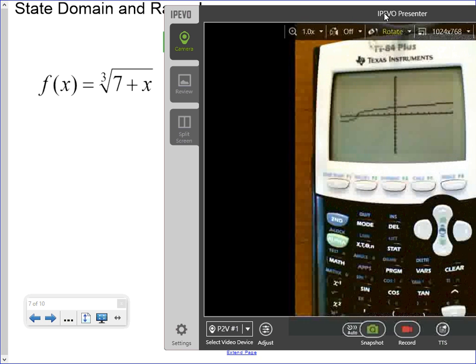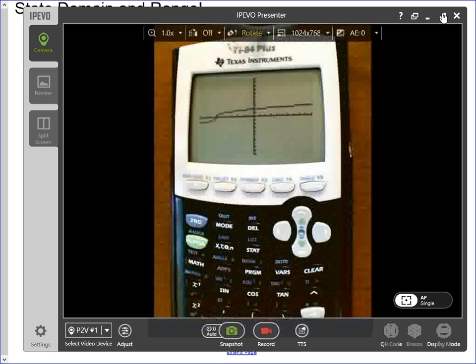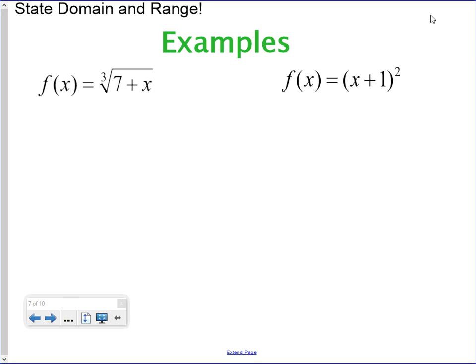What I would like you guys to do right now in your notebooks is go ahead and replace f of x with y. Then switch x and y and try to solve for y. So you can talk amongst your groups if you need to. See if you can find the inverse function.